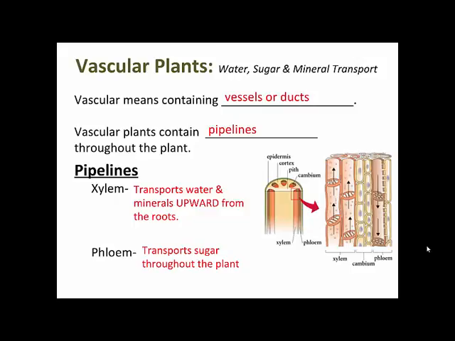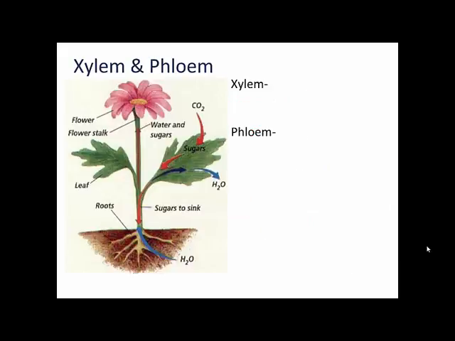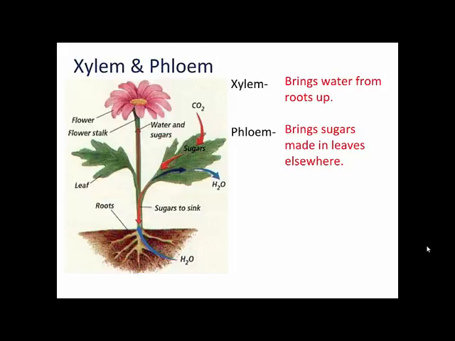To help people remember, what delicious golden liquid do we pour on our pancakes that comes from plants? Syrup. Syrup ends with a P, phloem starts with a P. Sugar, syrup, phloem, carry sugar. So again, just to reiterate: the xylem brings water from the roots up. Phloem brings sugar to other parts of the plant.